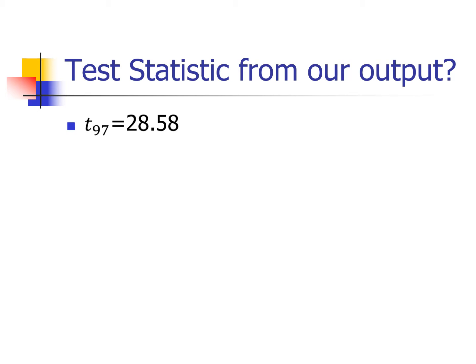Remember we had 99 problems, but a bear wasn't one. Our sample size was 99. 99 minus 2 gives us 97. So we have a test statistic that follows a t-distribution with 97 degrees of freedom, and we can get that test statistic from our output. It's 28.58.